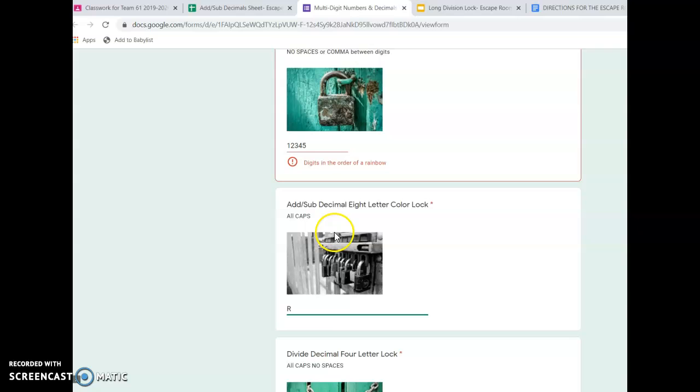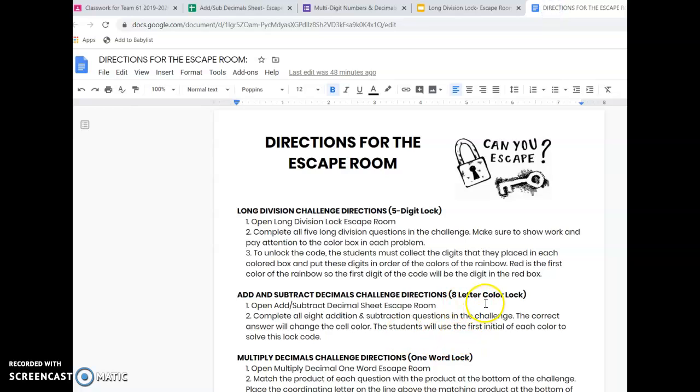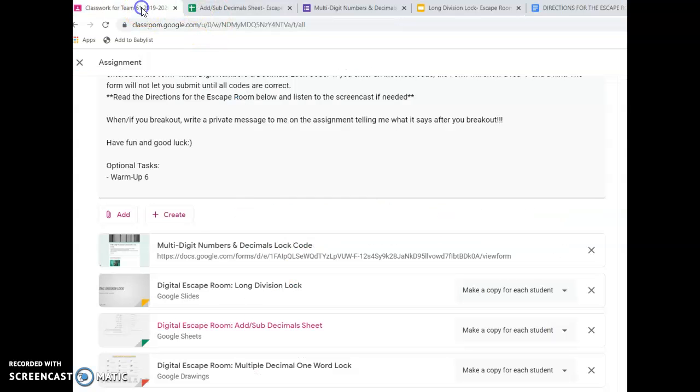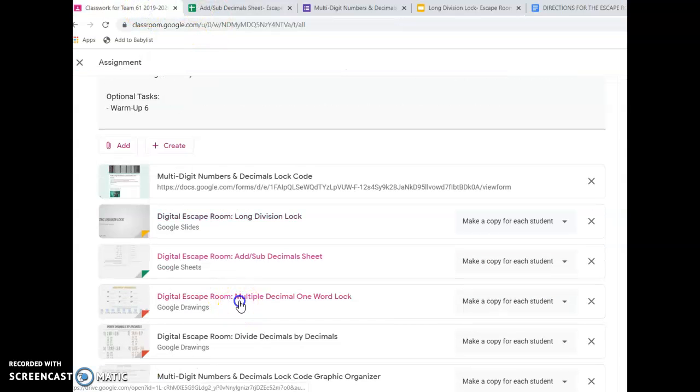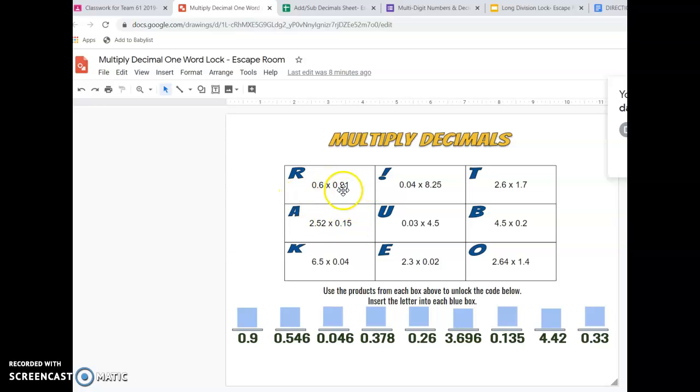We continue on. This is an 8-letter lot code, so we would solve the 8 problems. We're going to continue on to the multiply, so let's just go through to see what we do for that one. Click on it. There are 9 multiplication problems. You would solve each one, so 6 tenths times 91 hundredths.